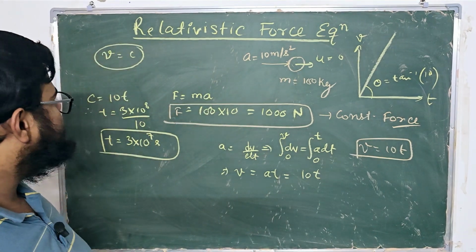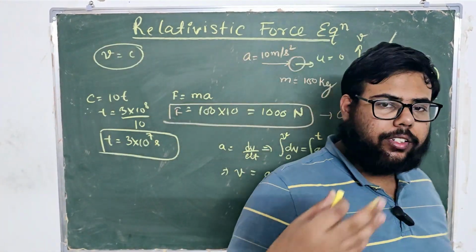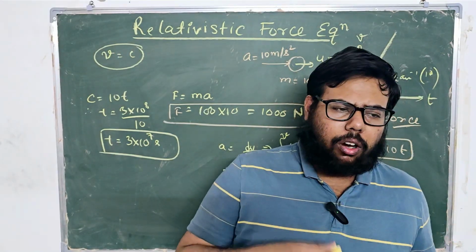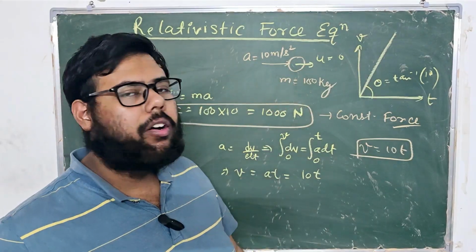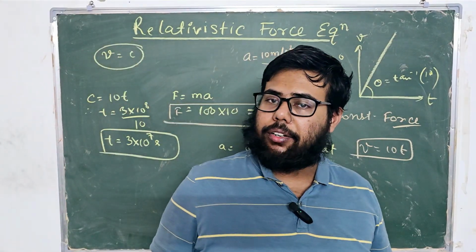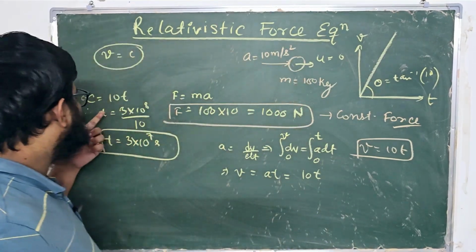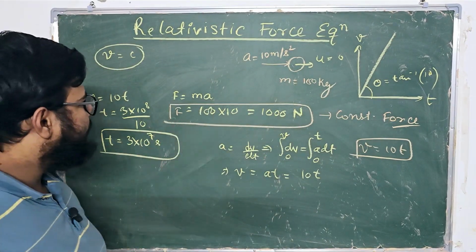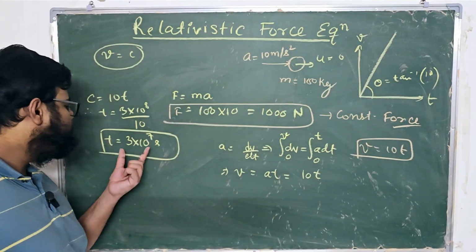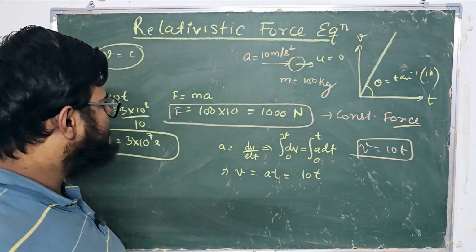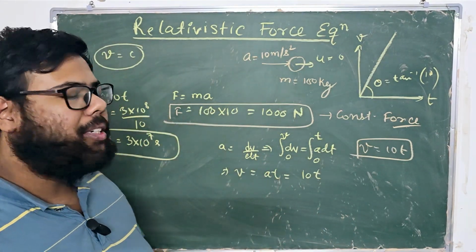Why? Because we all know that no object can travel at or faster than the speed of light, because if any object has mass, it cannot travel at the speed of light or faster than that. Then how can we say that if you apply 1000 Newton constant force for a time period of 3 × 10^7 seconds, the body will acquire the speed of light? No, it's not possible.